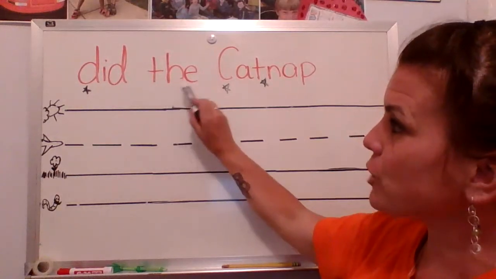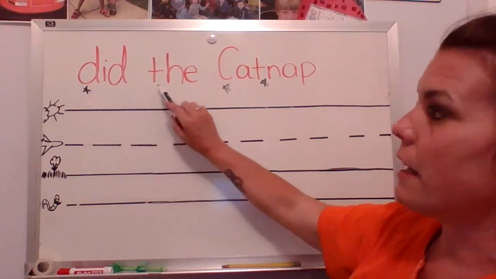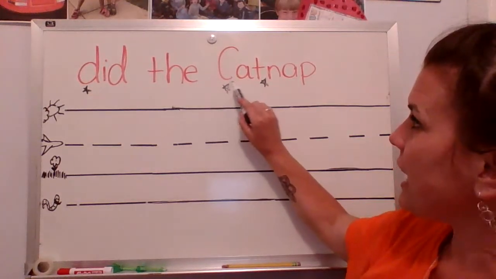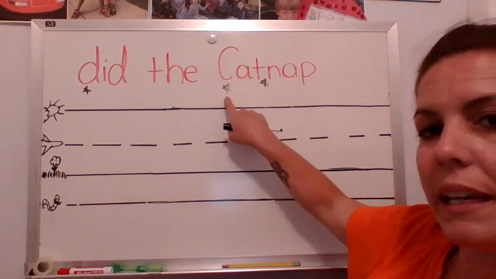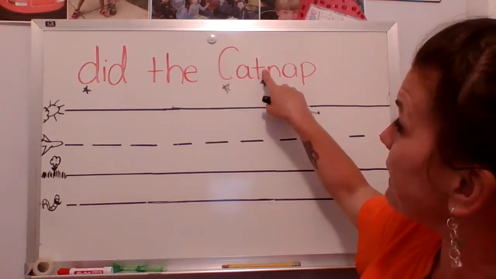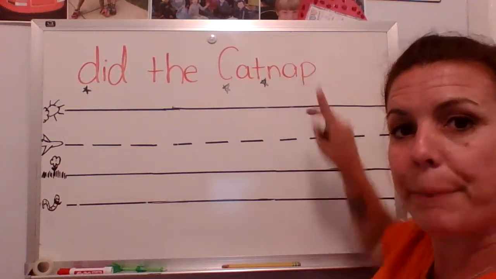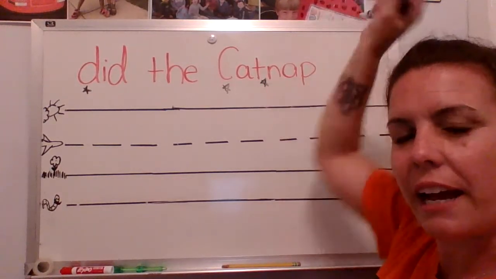The. T-H-E. Looks good. So far we have did, the. Now cat, nap. Let's see. This should be a lowercase letter. We already found that mistake. This should be a space because cat, nap is two different words. So there should be a space there. So we'll go back and fix that.